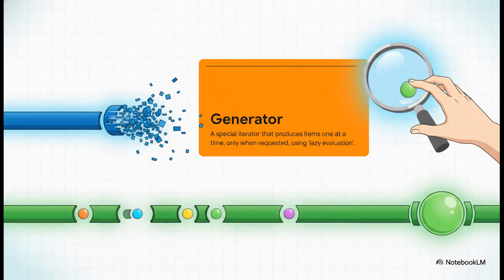See, unlike a regular function that does all its work and then returns one giant result at the end, a generator is special. It's a function that can literally hit pause on itself, hand you a value using the yield keyword, and then wait for you to come back and ask for the next one.